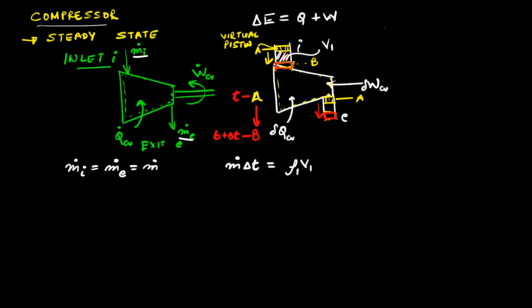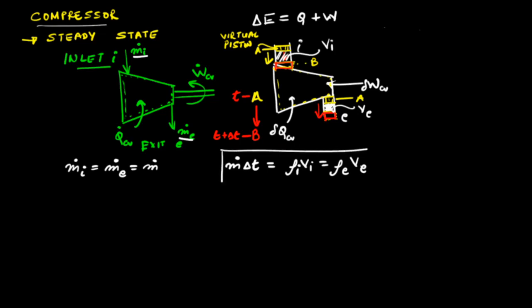Therefore, the mass is the density times this volume. And within delta t, this is the mass flow rate that takes place from the exit. Therefore, this mass of the substance within this volume, which we'll call VE, and let's call this VI at the inlet, will be the density at the exit times this volume VE.